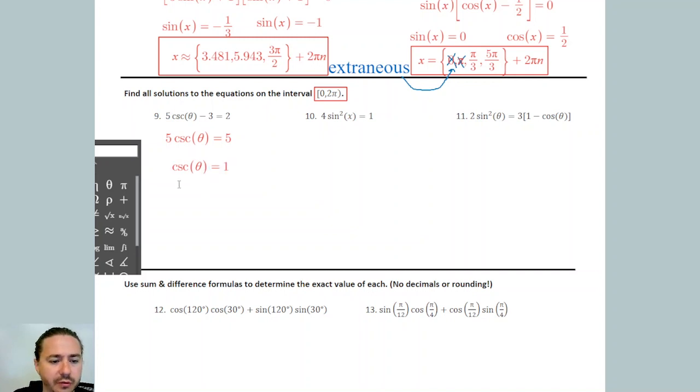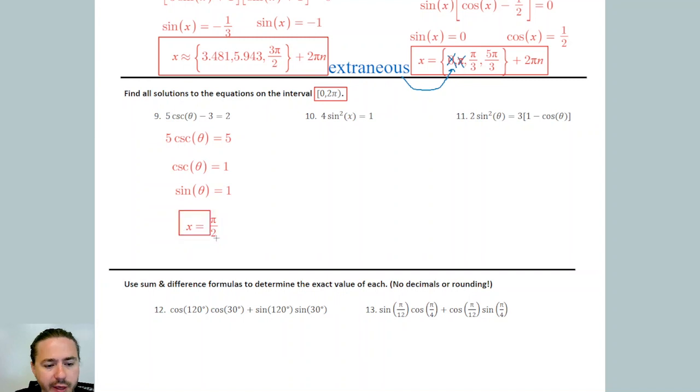Then I can reciprocate both sides, and so I'll get sine of theta equals 1. And so sine of theta will equal 1 at pi over 2. And that's it. We're not including any solutions outside of 0 to 2 pi, so I don't need to write the plus 2 pi n. That's just my only solution there.